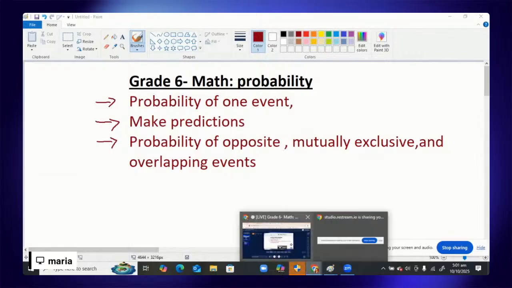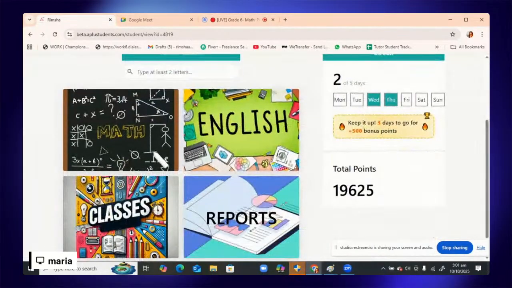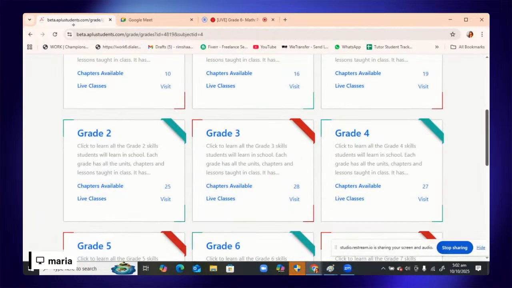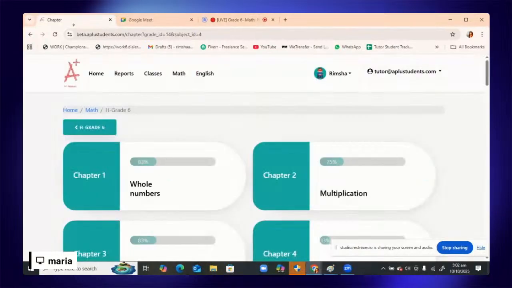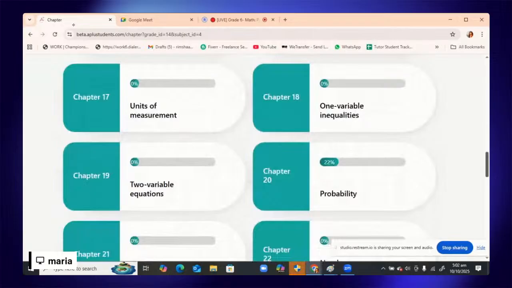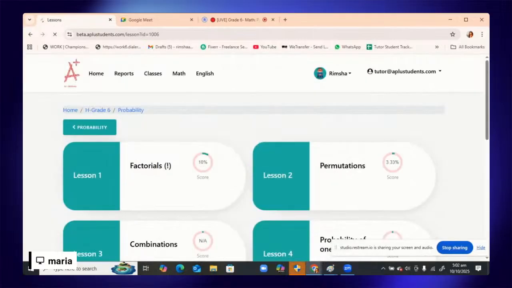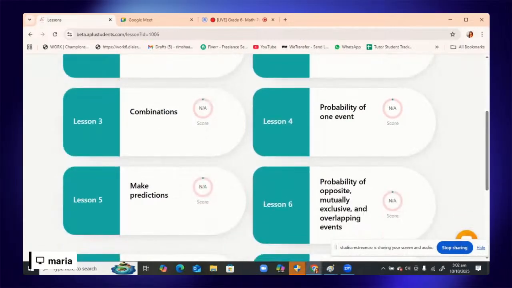You have to log in by using the email and the passwords that are provided by the administrator. Select maths from the subject tab and scroll down to grade 6. Here is the list of the chapters. So we are on the chapter probability, that is chapter 20, and the first three lessons we already covered. So today we discuss first of all the probability of one event.